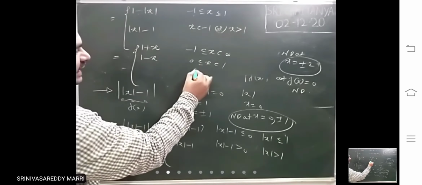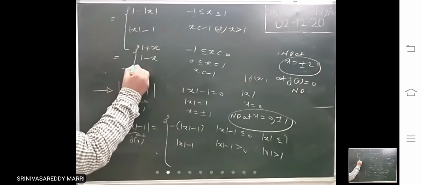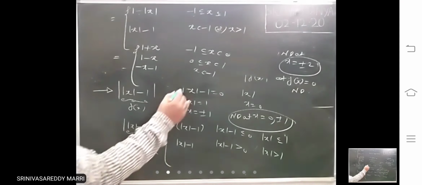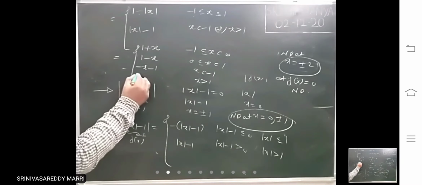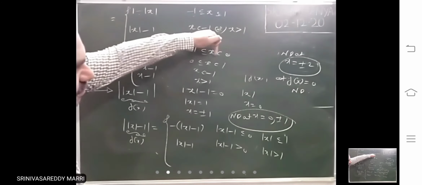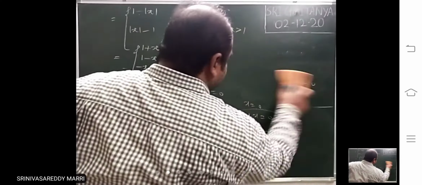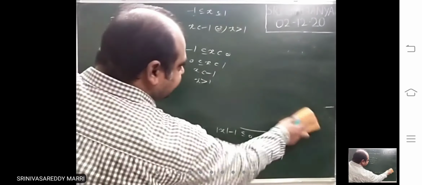Next, x less than minus 1. X less than minus 1 means negative. This will become minus x minus 1. And x greater than 1 means positive. That means x minus 1. So these are the four rules it has. So rule changes at which points? 0, 1 and minus 1. That means you have to check its differentiability.